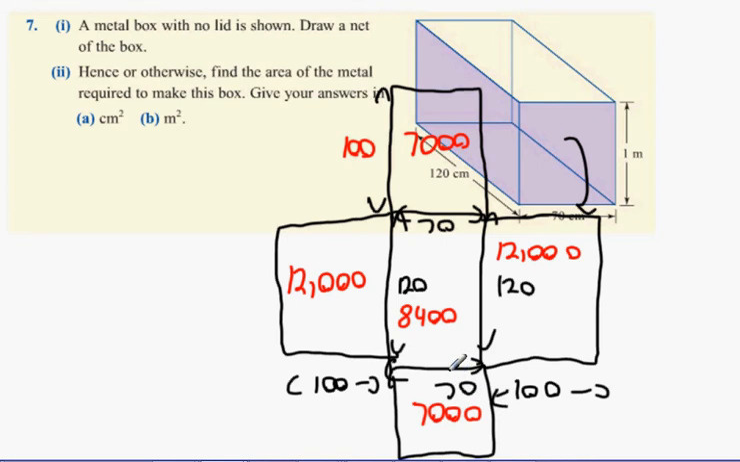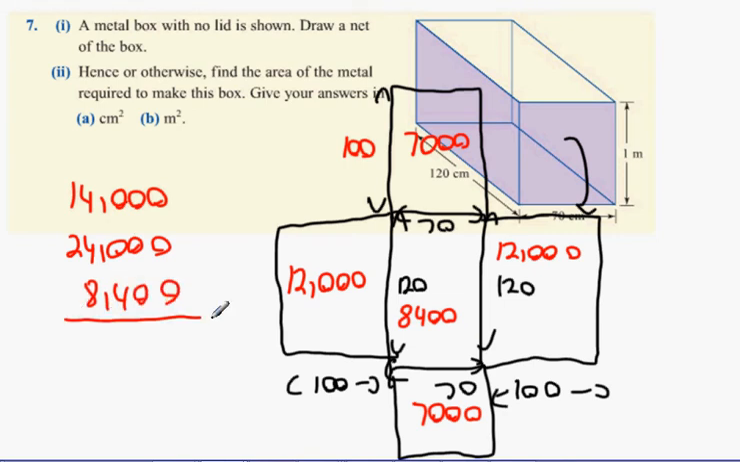Now, all I've got to do is add up all the numbers together. So it's going to be 7,000 twice, which is 14,000. 14,000 plus 12,000 twice, which is 24,000, and 24,000 plus 8,400. Did anybody get this one right? What did you get?